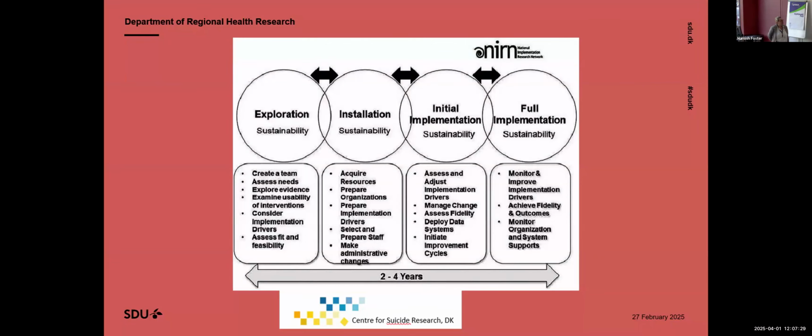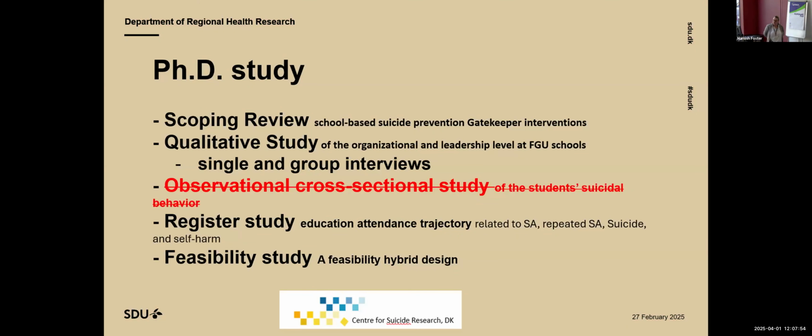So to frame my PhD, I'm using the implementation stages framework, which is a framework developed for school implementation of interventions. It also shows how implementation isn't just a linear process, but goes back and forwards, and that the stages overlap each other. So in this framework, I put a scoping review on school-based suicide interventions. And then I did a qualitative study of the organizational and leadership level at the FGU schools with single and group interviews. I was meant to do an observational cross-sectional study on the students' suicidal behavior, but due to practicality and schools' anxiety of addressing suicidal behavior among students, I was not able to do that.